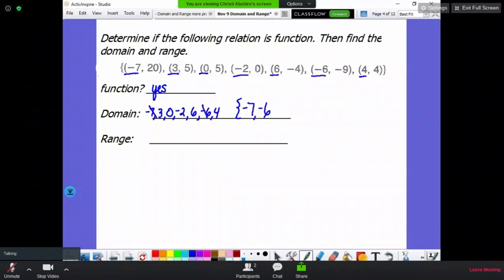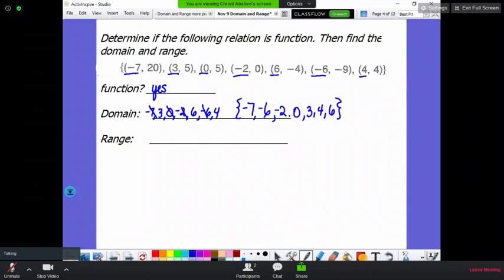-7, -6, -2, 0, and then 3, 4, 6 is pretty easy, least to greatest. That is my domain, all of the first numbers in the ordered pairs, or all of the x values.